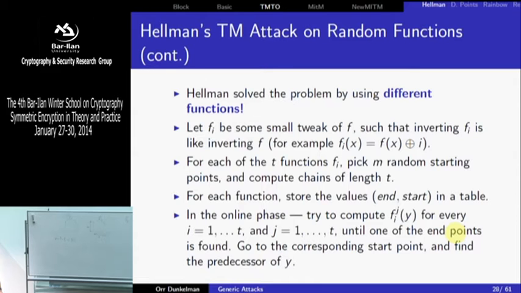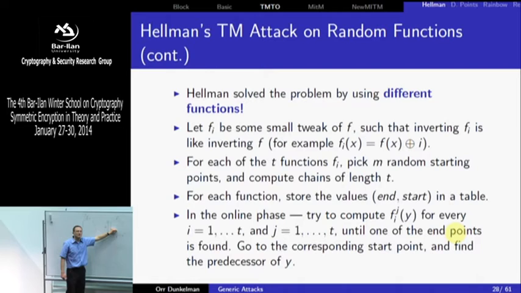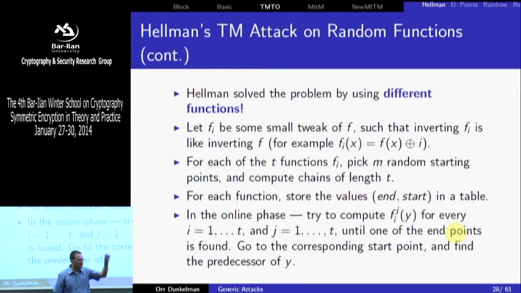And the online phase looks like that. You give me a point, and I try to apply F1 to it, T times until I reach an endpoint under F1, or that I failed. There is no endpoint. After T steps, I will not find an endpoint if the point is not covered by this table. So I will switch to the second table, apply T times. If I find an endpoint, I go back to the start point and apply F2 all over again. F3, F4, T times.